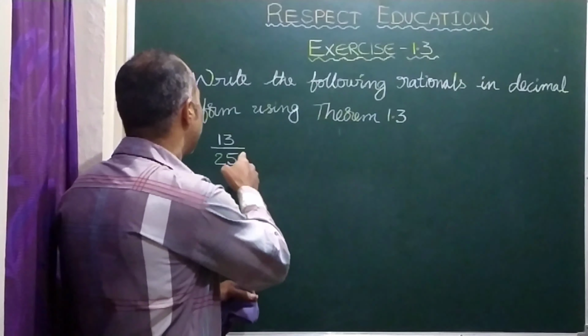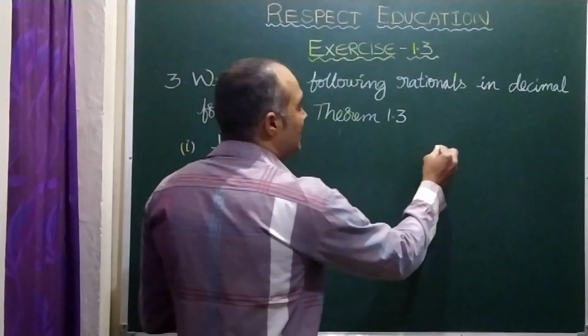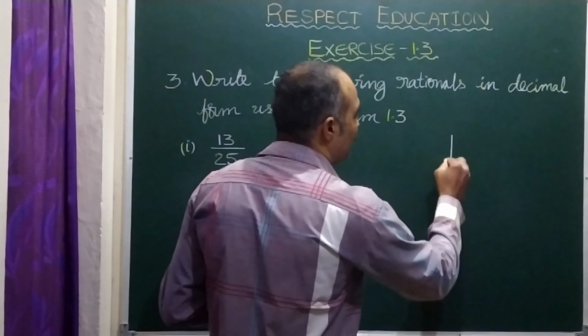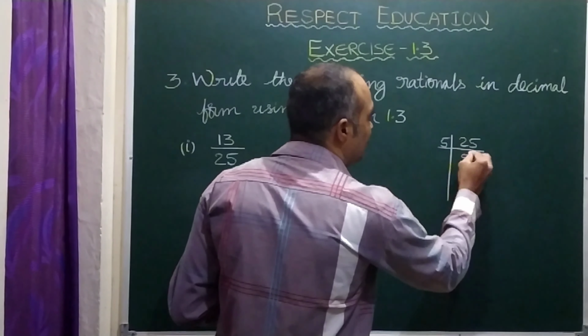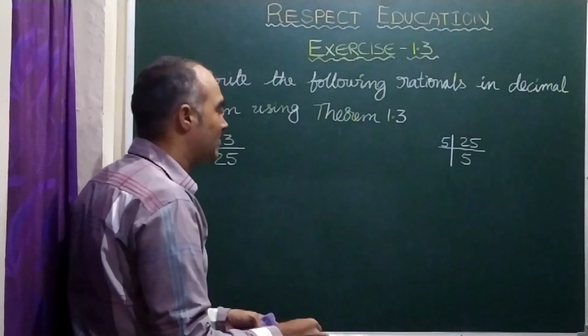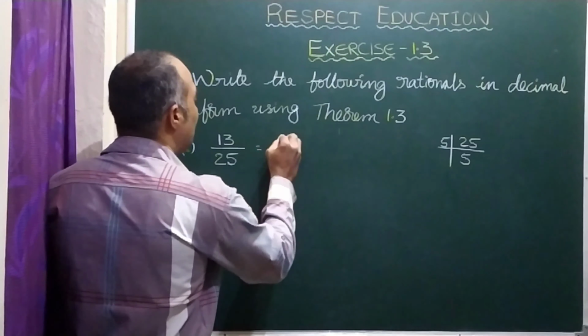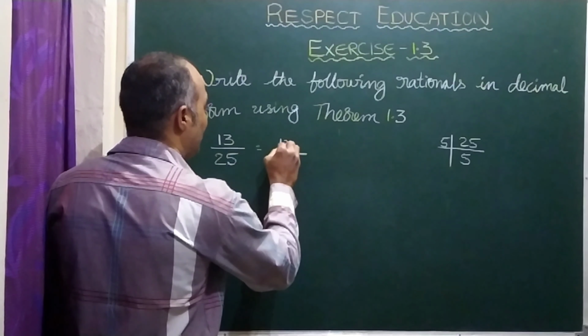Before converting, you just see, children, take the q here, that is 25. Let us find the prime factorization of 25. 25 means 5 5s are 25, that's all. So 25 can be written as 5 square, right? So here it is 13 by 5 square.